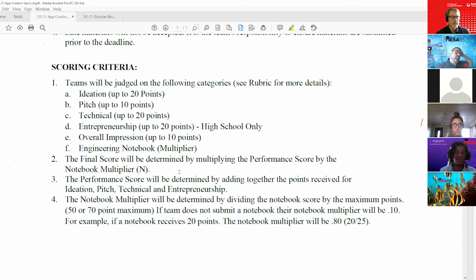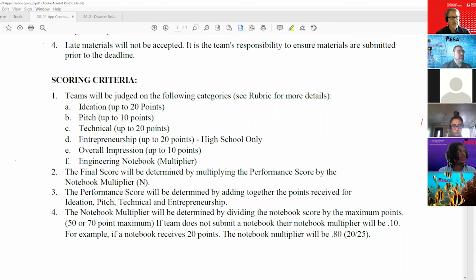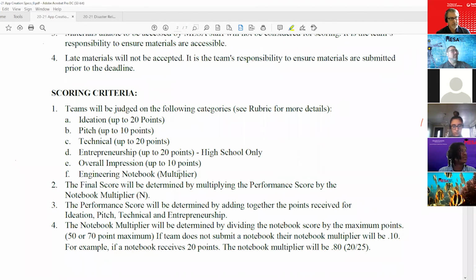Because your final score will be based on a percentage compared to your notebook score, right? It's a multiplier. So you could have perfect scores here, but if you gave us no notebook, we're going to multiply your awesome score by 0.1, and now your awesome score will be a not so awesome score. So you want to make sure you do a really good job on your notebook, because a really good notebook would make sure that you have the maximum amount of points. Okay.